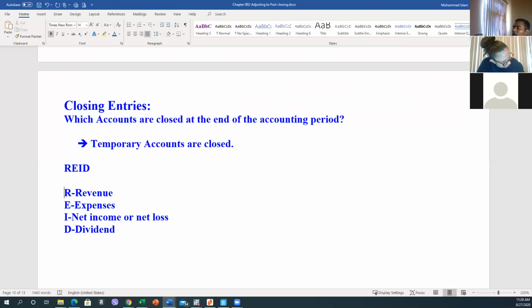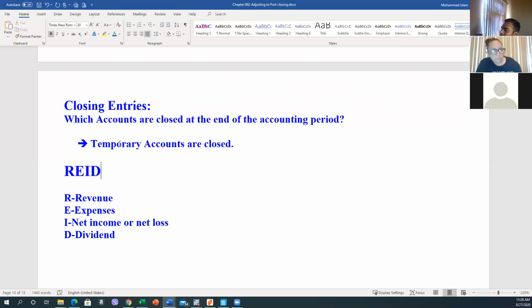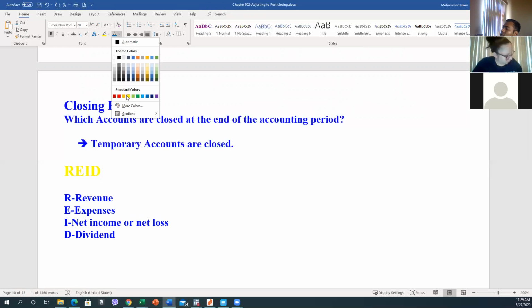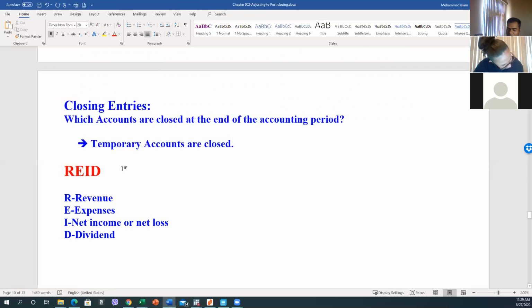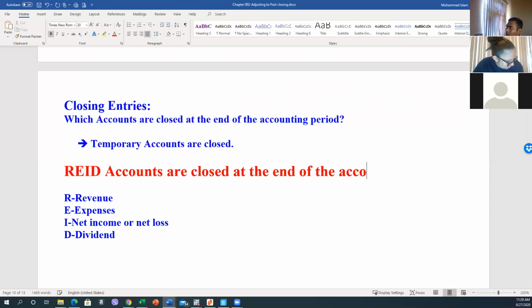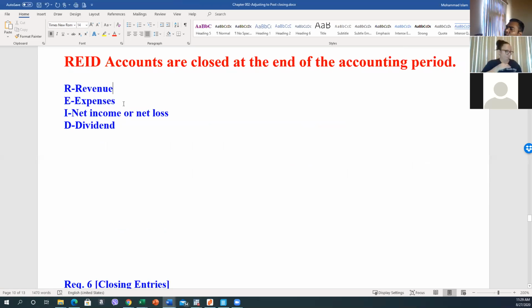So these accounts are closed. The REID accounts are closed, so have that in mind. The REID accounts are closed at the end of the accounting period, and they are revenue, expenses, net income or net loss, and dividend.